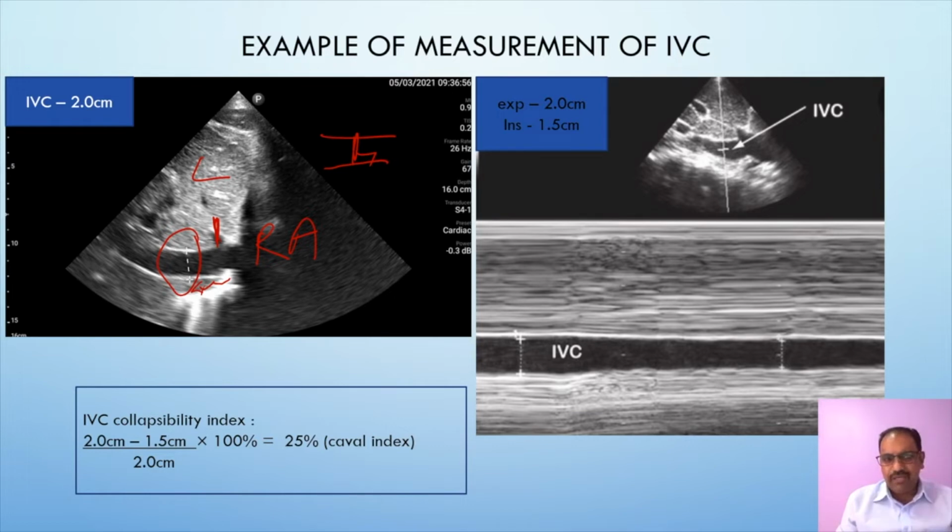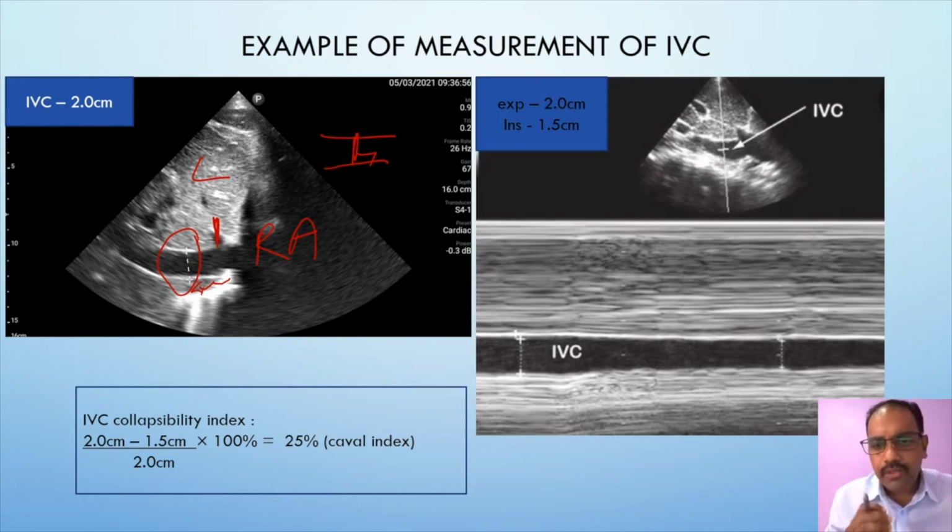So what is this Cowell index in IVC measurement? IVC measurement doesn't come as a single measurement. It comes with two measurements, where you should measure it on inspiration and expiration. Then we will calculate with a formula to look at the collapsibility.